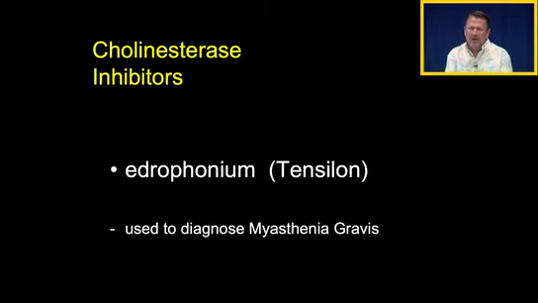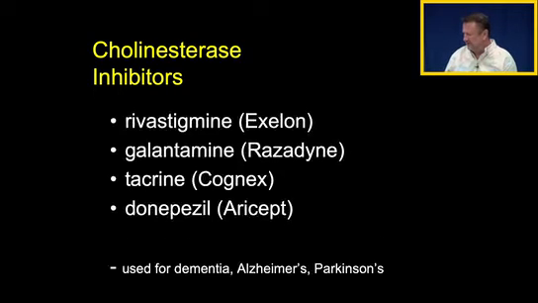Edrophonium, Tensilon, is a popular cholinesterase inhibitor. It is used to diagnose and treat myasthenia gravis. And so one of your questions in your clinical discussions is, well, what is the Tensilon test? And how is it used to diagnose myasthenia gravis? Other cholinesterase inhibitors we'll use in dementia for Alzheimer's and Parkinson's disease. These are cholinesterase inhibitors as well.